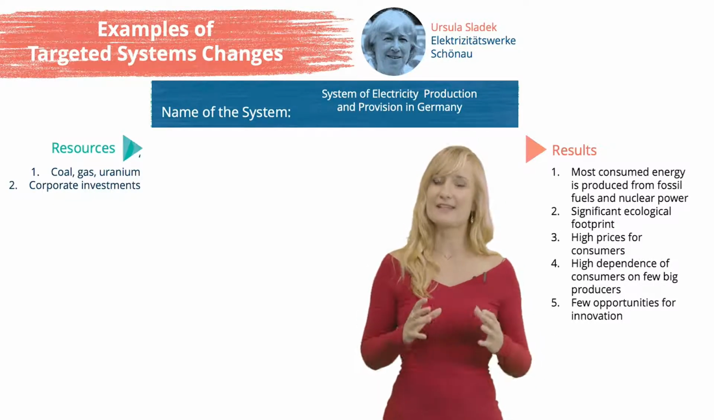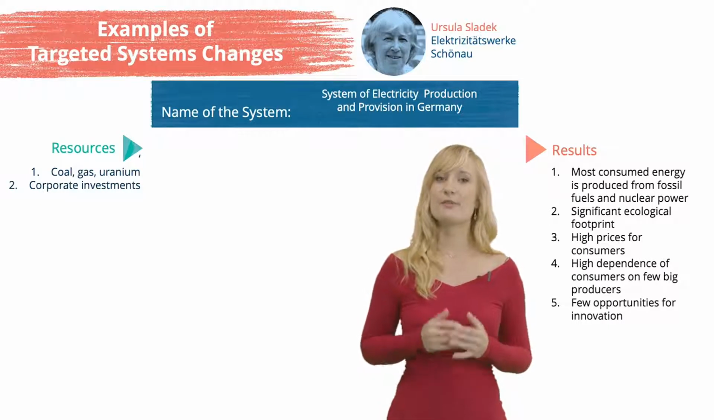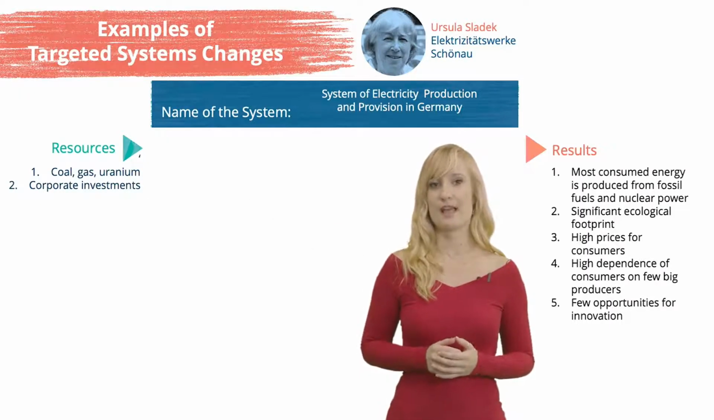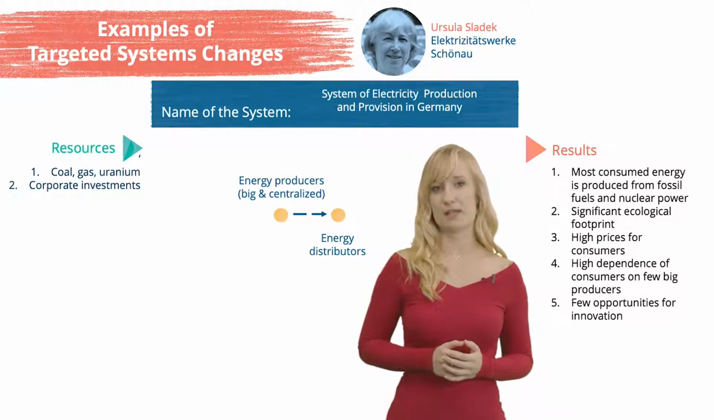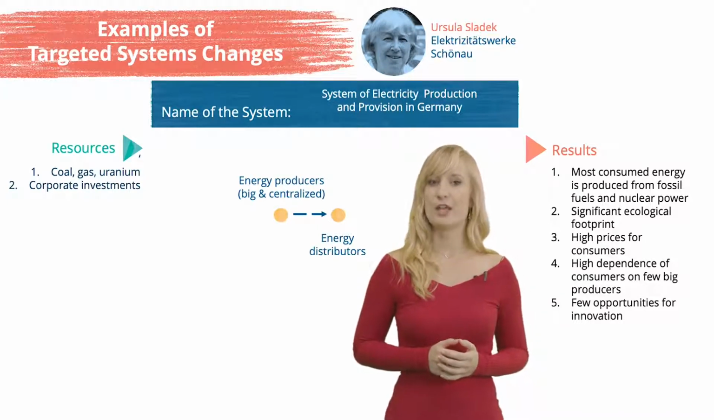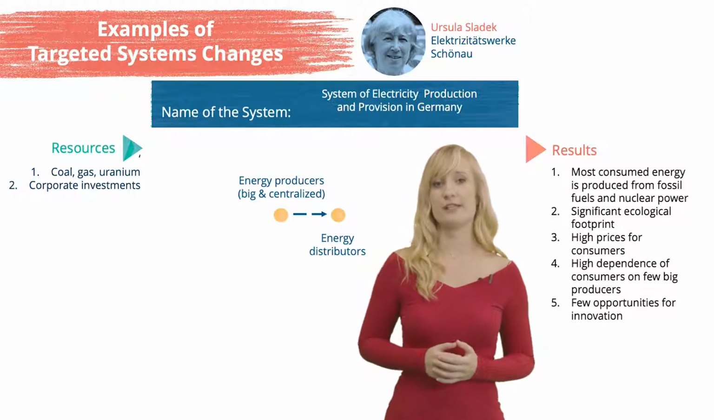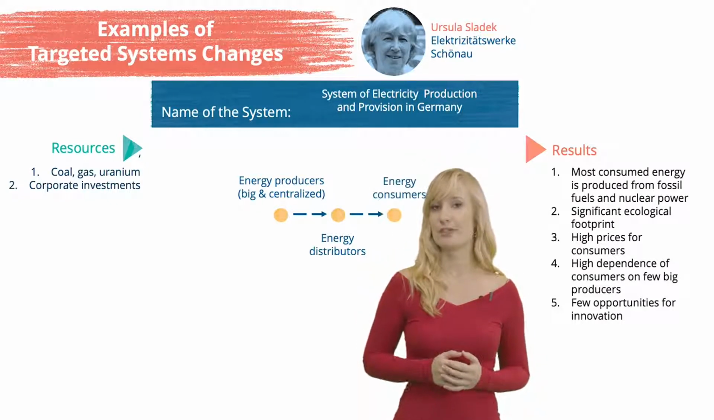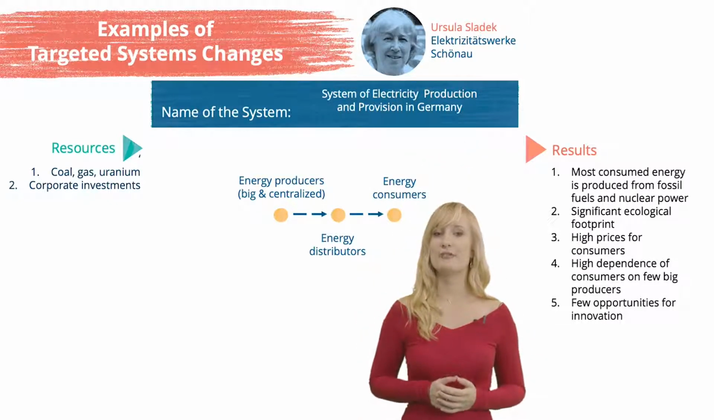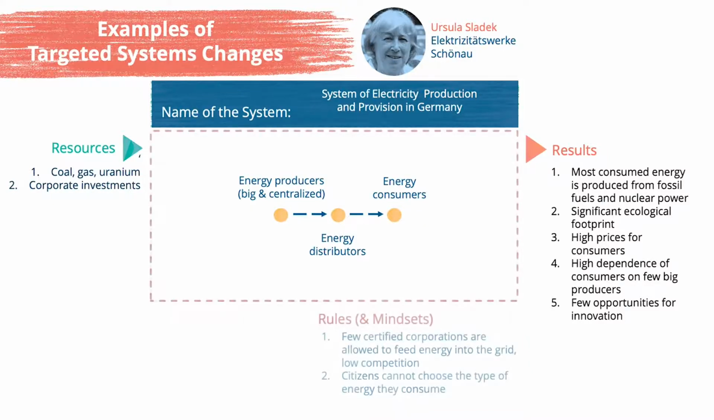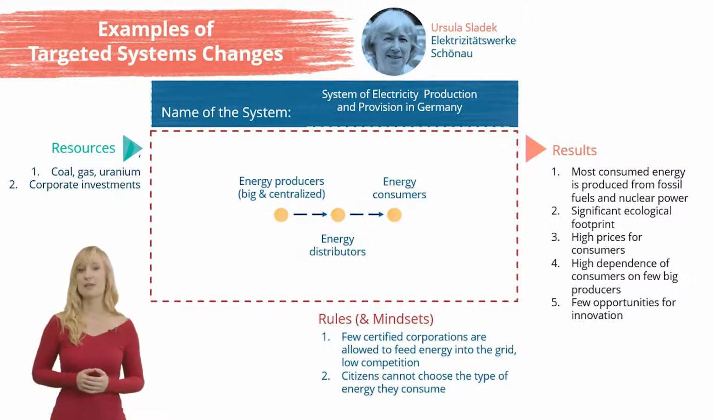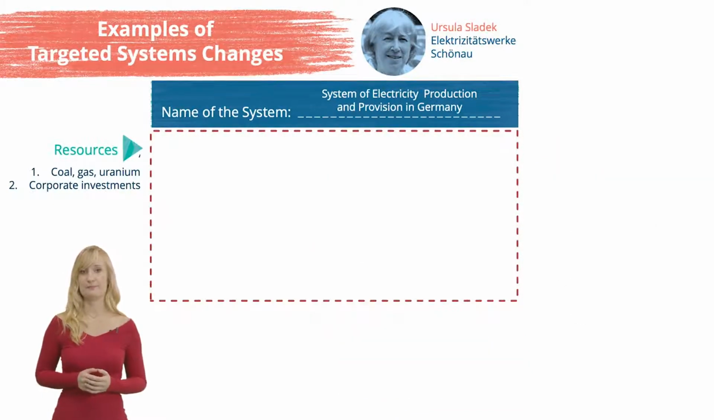If we look inside the system, one can say that there have been three major interconnected roles. The energy producer role was played by a few big centralized companies who were selling energy to energy distributors, often affiliated with them. The energy distributors were then selling and delivering energy to consumers, who had no chance to choose the source of the energy they were buying. This setup for relationships has been defined by rules in the system.